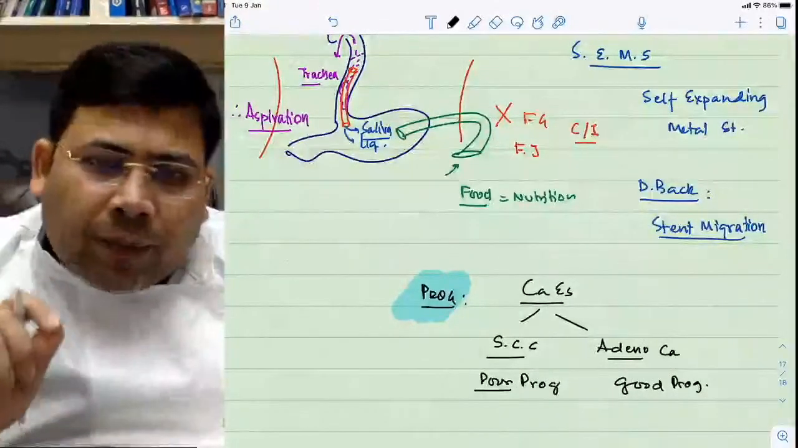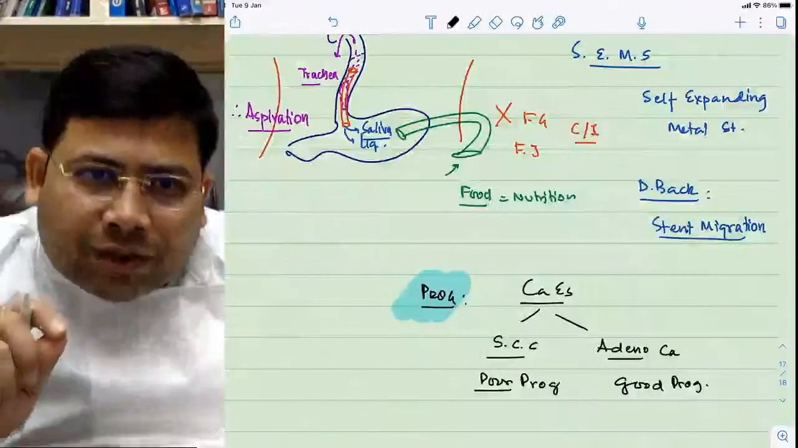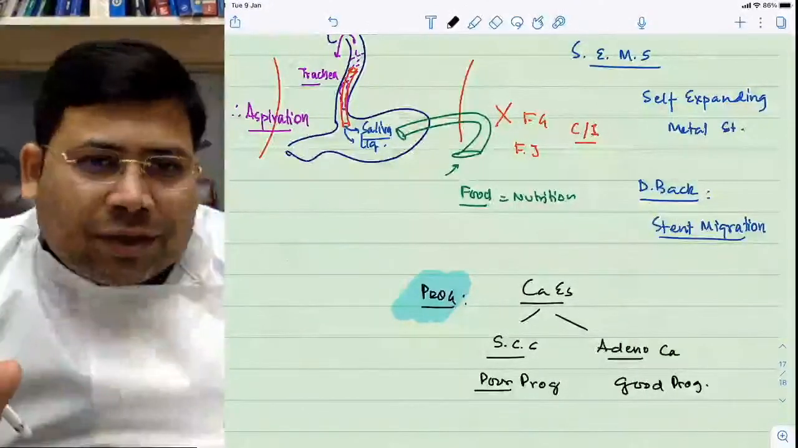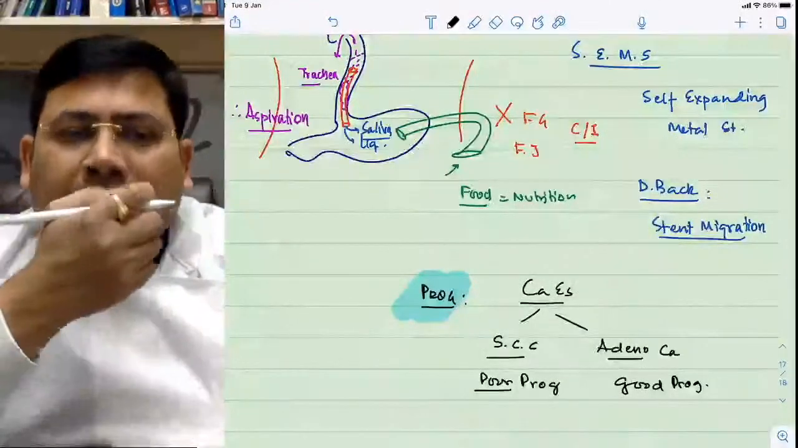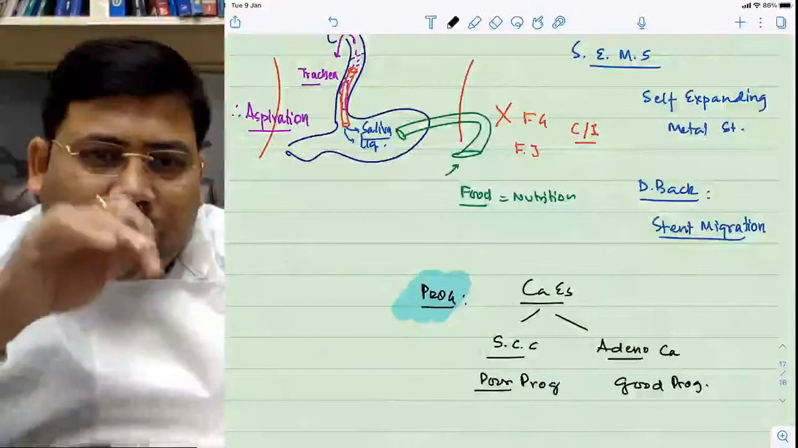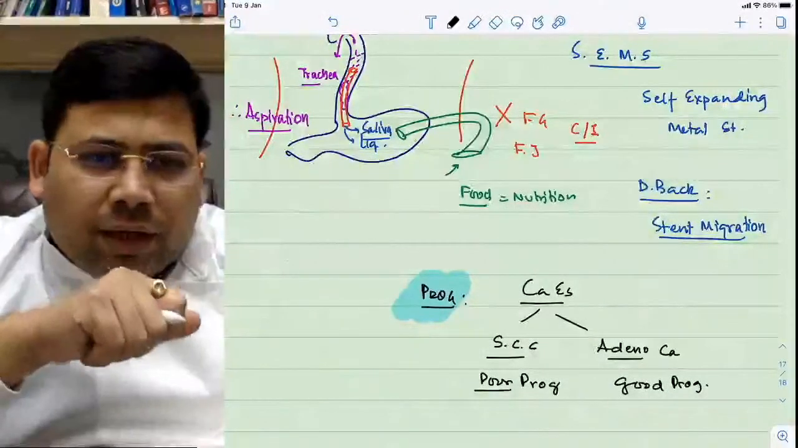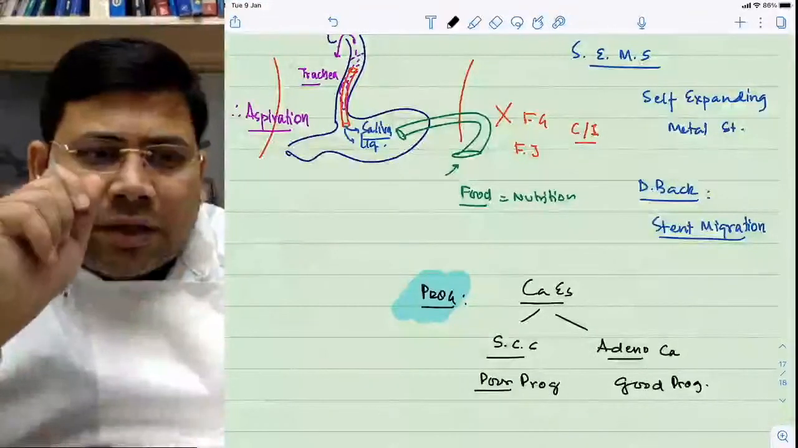Like when you do endoscopy, what do you do? The patient is conscious. If the patient is cooperative, you don't give any anesthesia apart from this buccal spray of lignocaine. Otherwise, if the patient is not cooperative, then you can give midazolam.